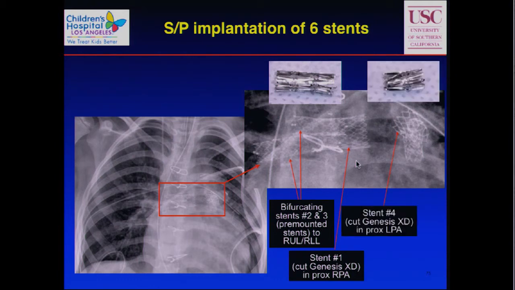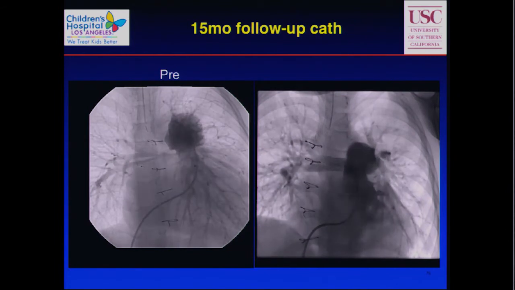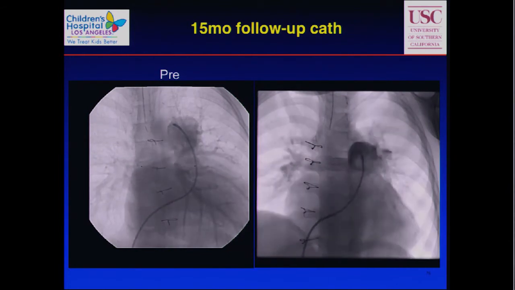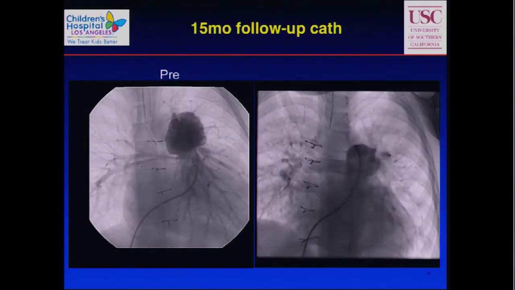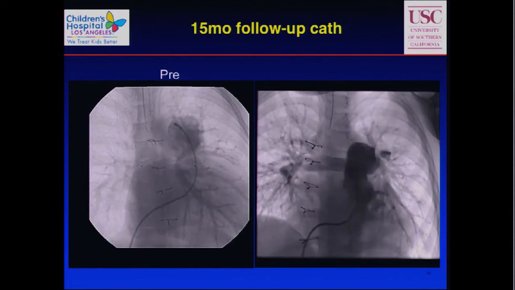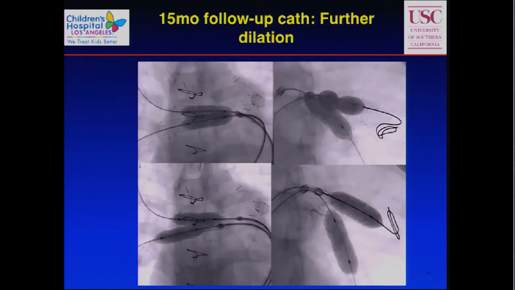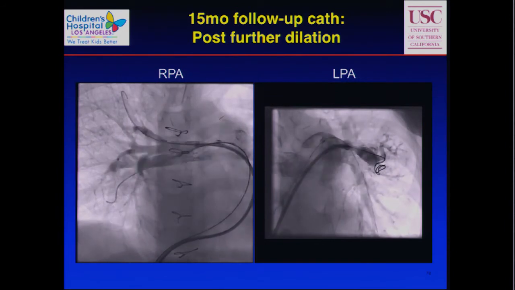Then there's another one, the other half of the stent, to save some money. You just use the other half to put in the proximal left, and then 2 more stents out there. This is what it looks like before, and this is what it looks like after. I can't imagine the surgeons would be able to fix this just with a PA plasty. 15 months later, we further dilated this, and this is what it looks like afterwards.